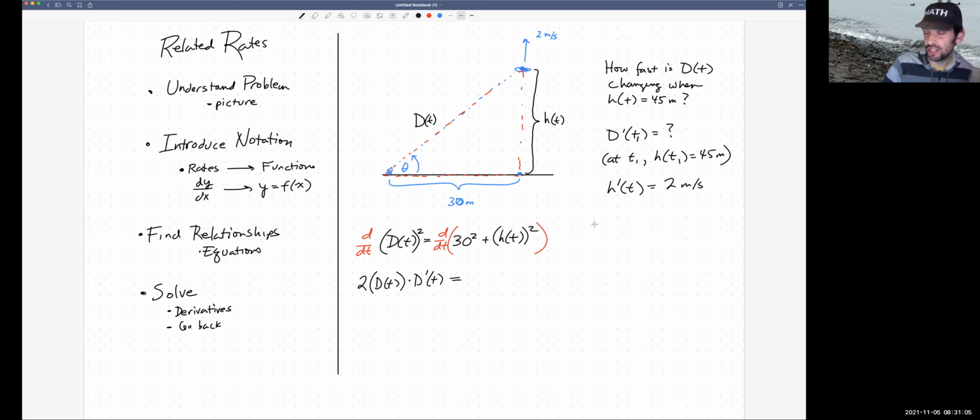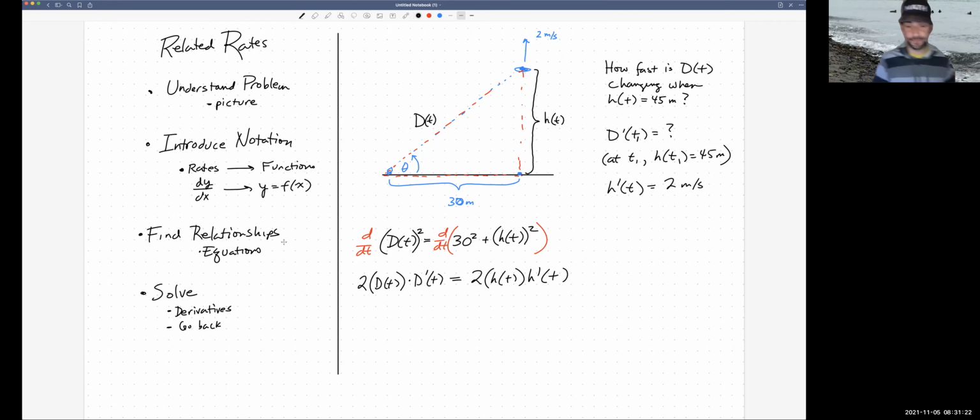Here we've got 30 squared, that's a constant, so that goes away. Right, that's just a number. The derivative of a constant is 0. And then I've got h of t squared. I have the same application of the chain rule here, where we get 2h of t, h prime of t. And I can solve this equation for d prime of t, which is going to be h of t, h prime of t over d of t.